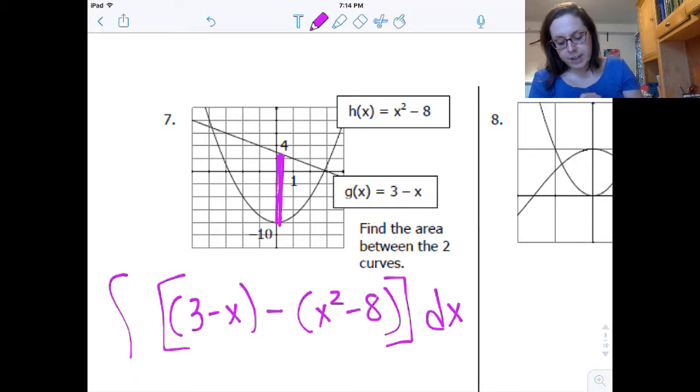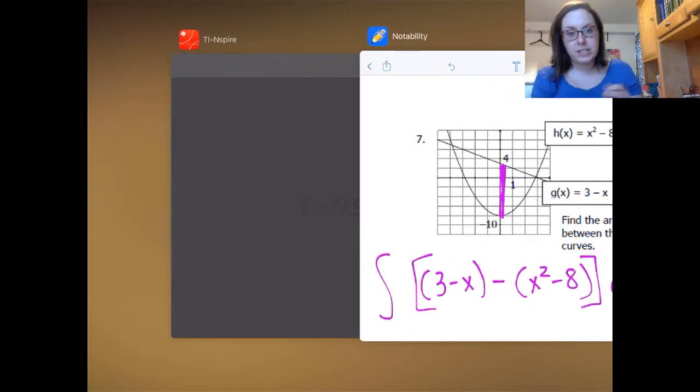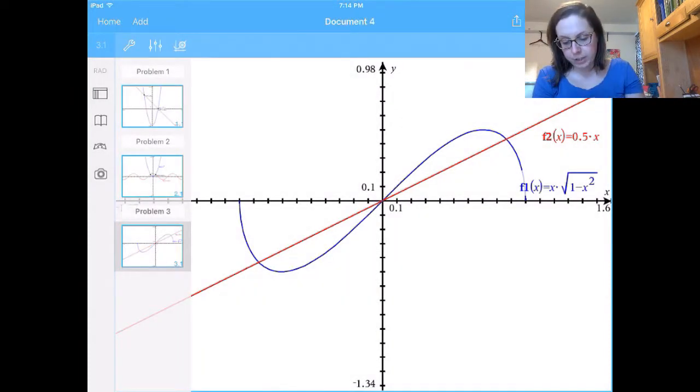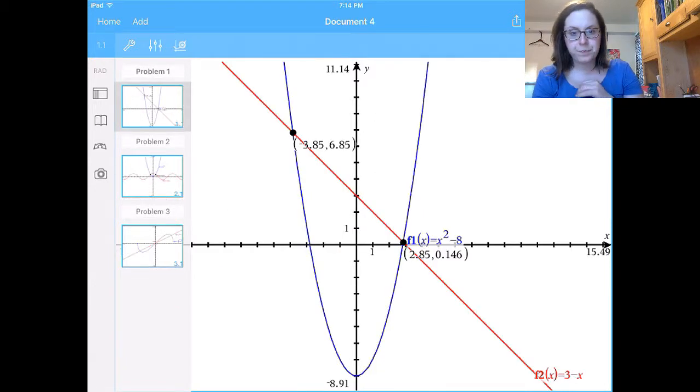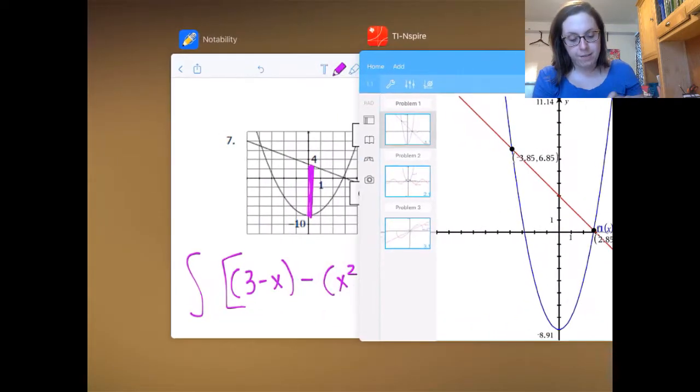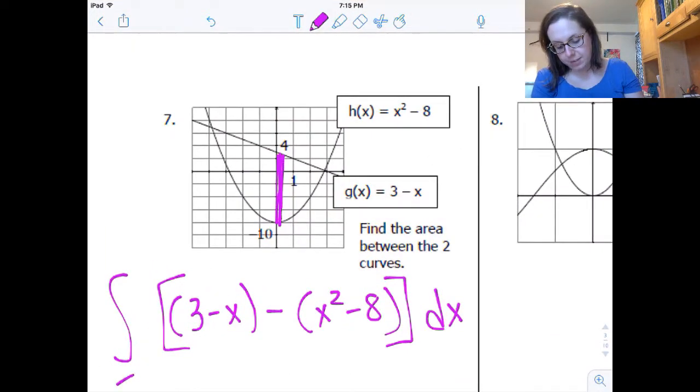And so now what I need to think about are my bounds. I need to find the intersection of those. In a non-calculator section, you would just set them equal. This one I can tell you is a calculator active. So let's actually look at these graphs. So that's what these graphs look like. So one of my intersections is at negative 3.85. The other is at positive 2.85. So I'm going to integrate from negative 3.85 to positive 2.85 because those are my intersection points here and here.